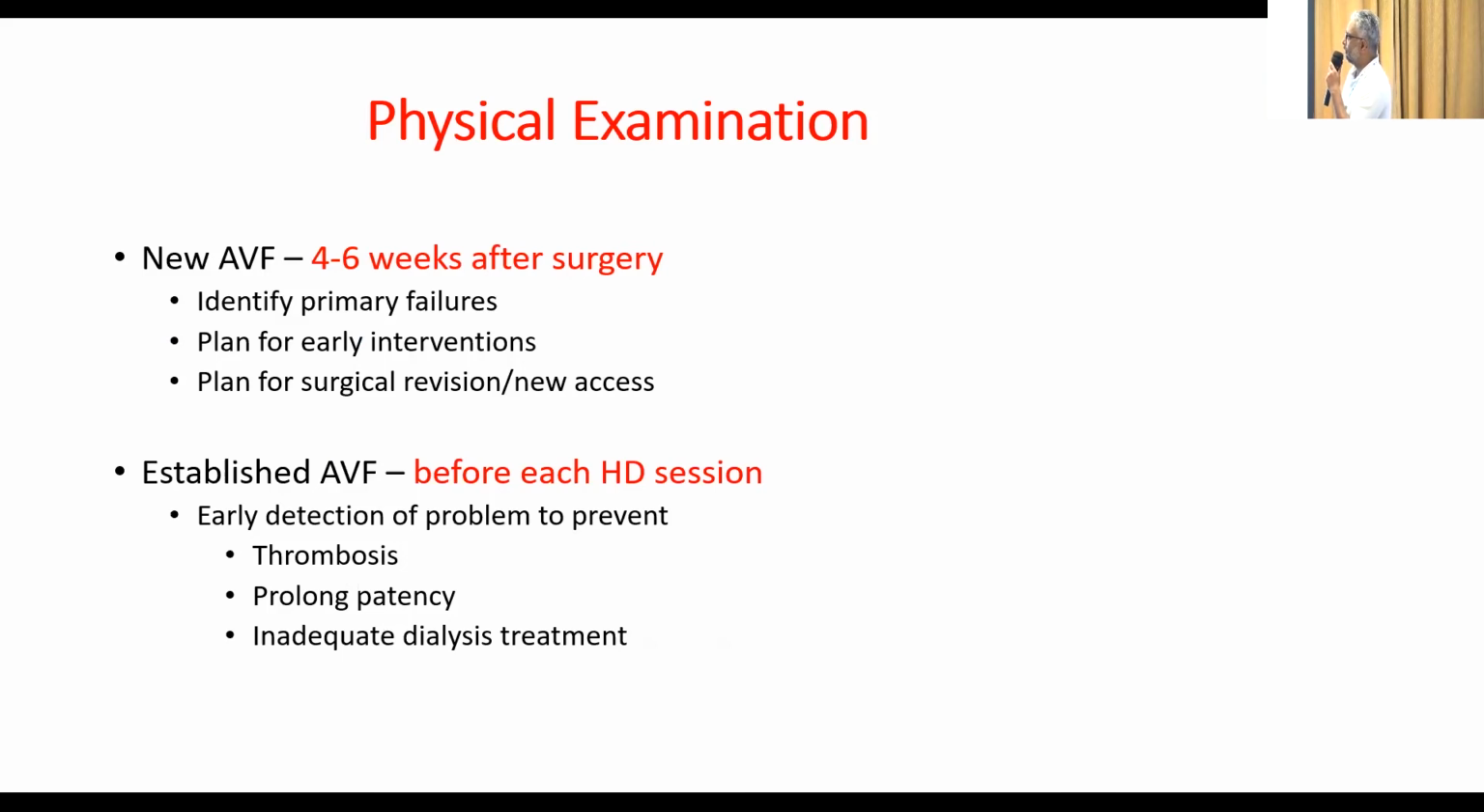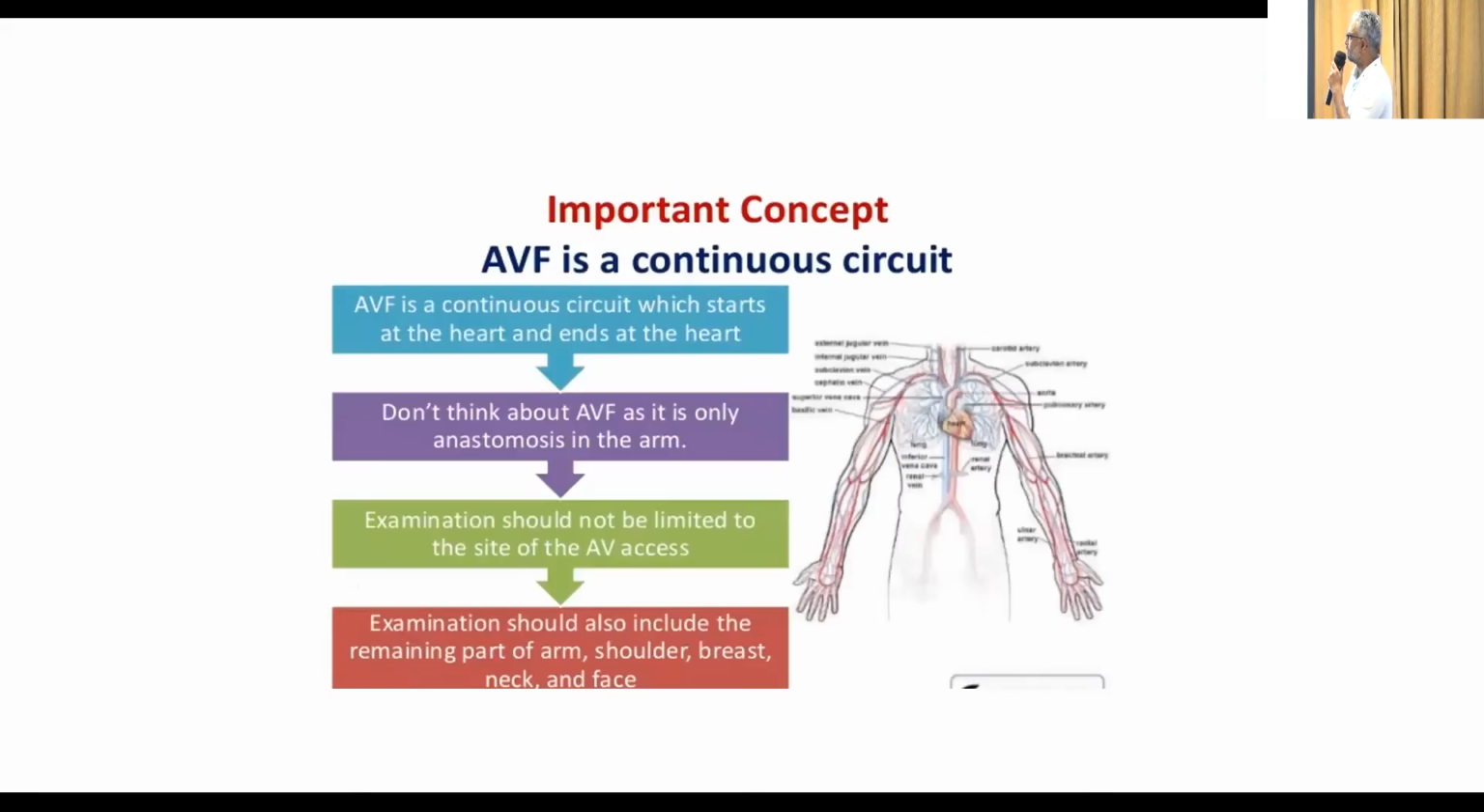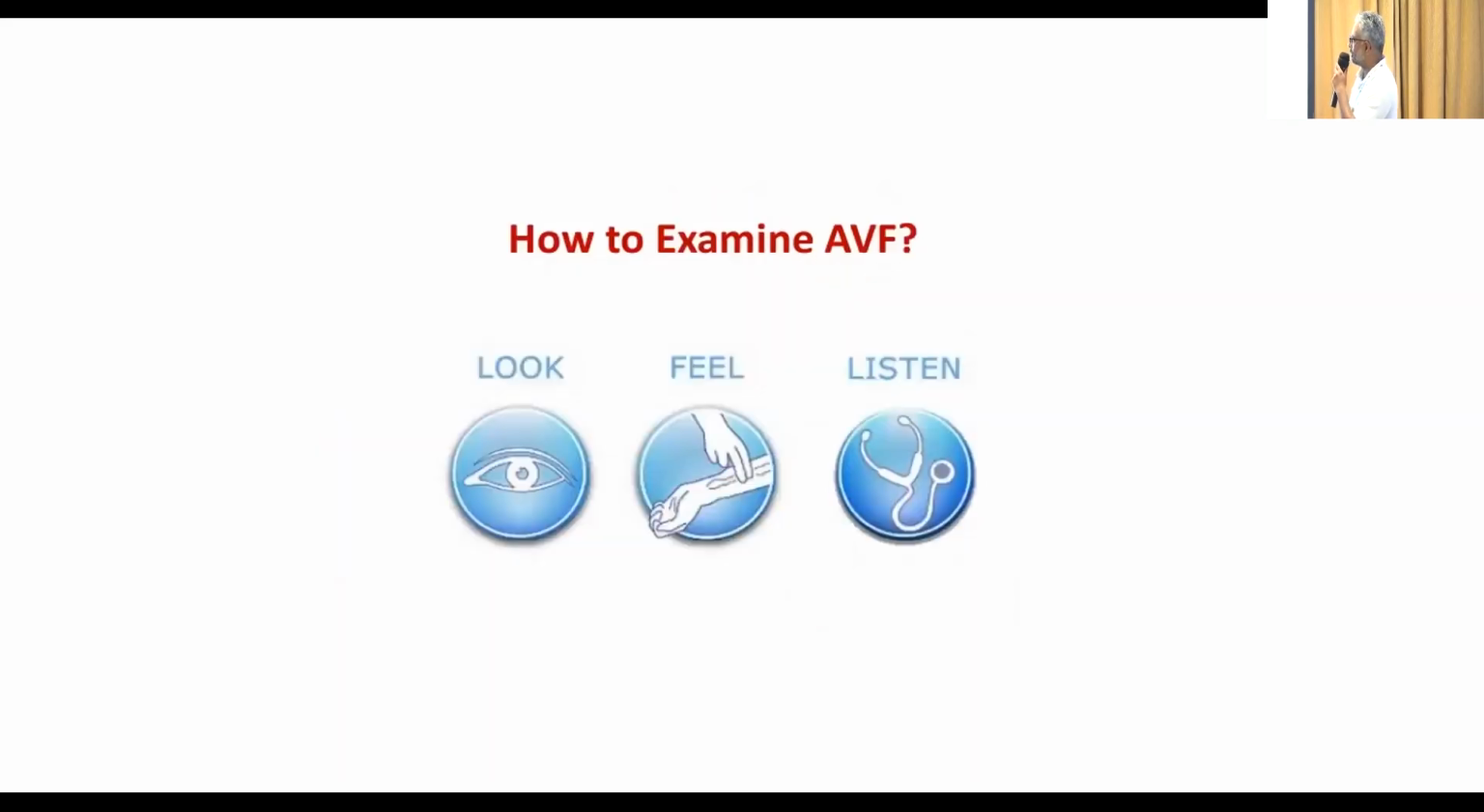And before every HD session, please examine your fistula, okay, for any thrombosis, any prolonged bleeding, and inadequate dialysis treatment. So again, the AV fistula is just not here. It's the whole system until the heart. It starts here and goes right. So you have to think, you can have a stenosis here, and if you examine all through, then you'll figure it out. You'll see collateral veins, and pick it up earlier, send it to the surgeon to sort it out.